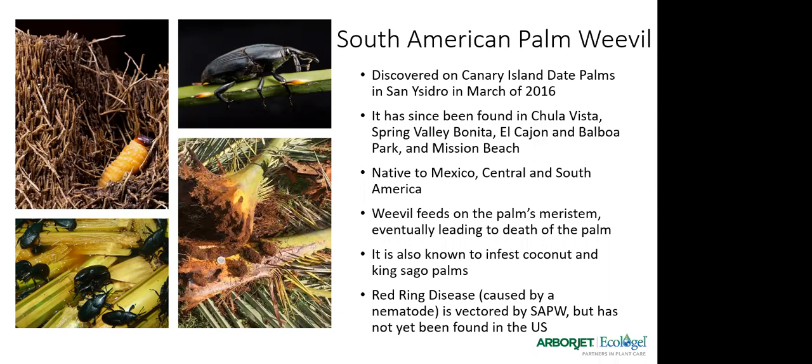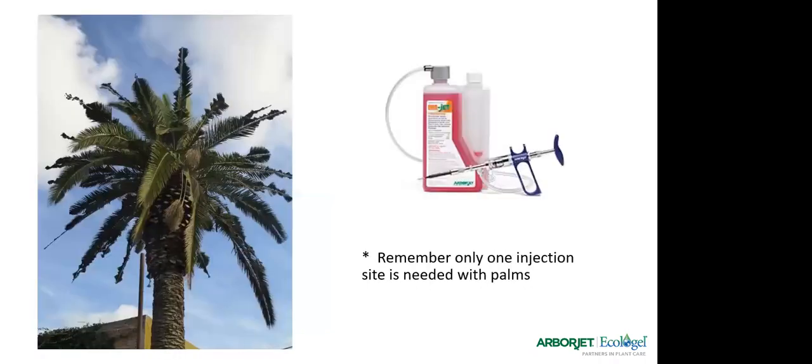So this one in particular tends to feed, like I said, in the meristem. So if it happens to feed on fronds when they're young and then the fronds grow out and expand, we can see the notches that were created by the weevil feeding on those immature fronds. And that is our biggest telltale sign for this particular pest.